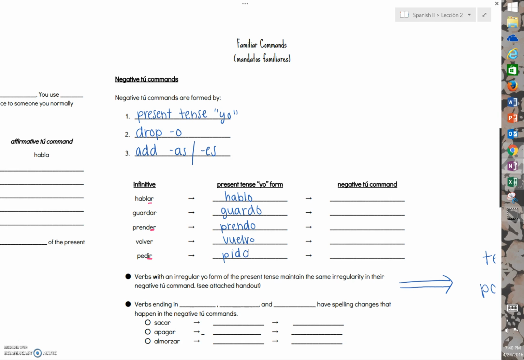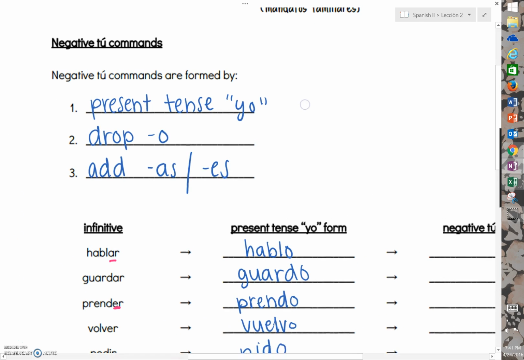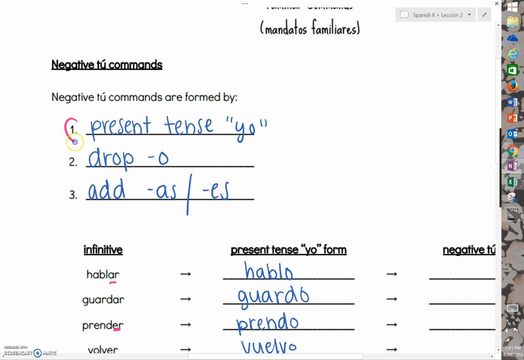We talked about how to form affirmative tú commands last week. This week, we're going to talk about how to form negative tú commands. They're formed a little bit differently than affirmative tú commands. The first thing we're going to do is conjugate our verb into the present tense yo form. Then we will drop our O and add the opposite ending.